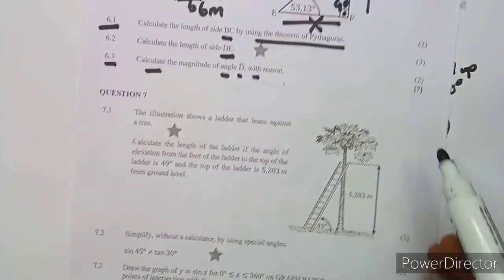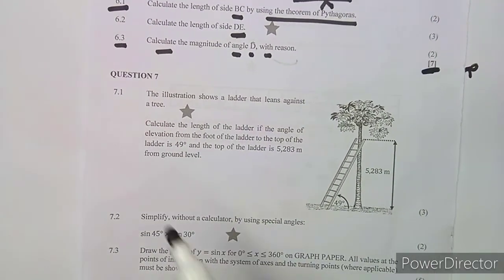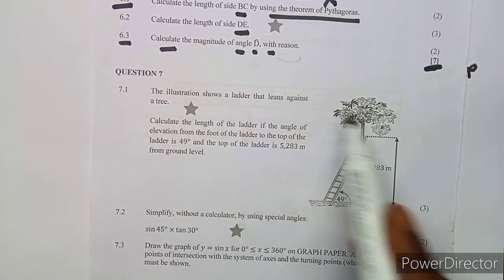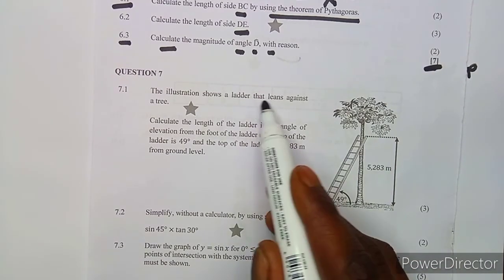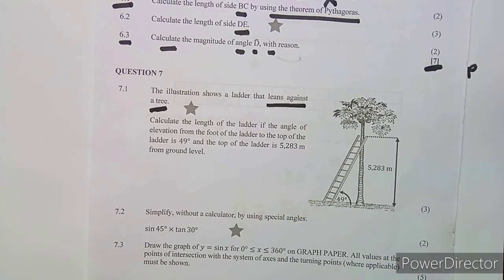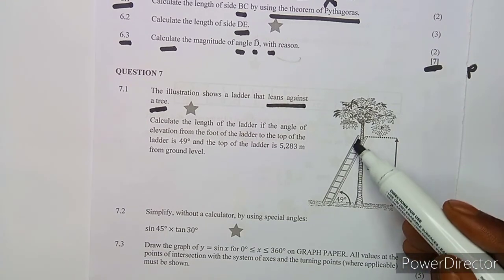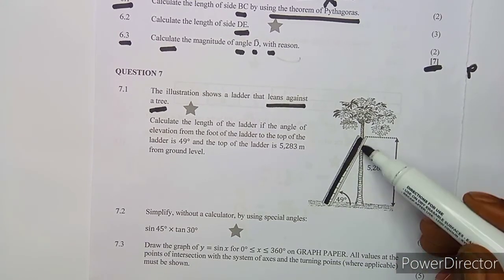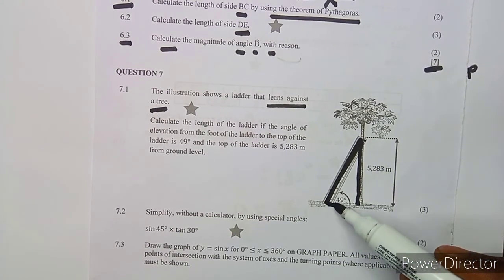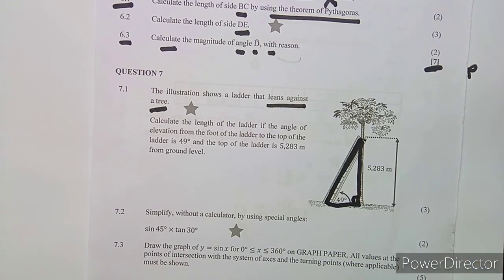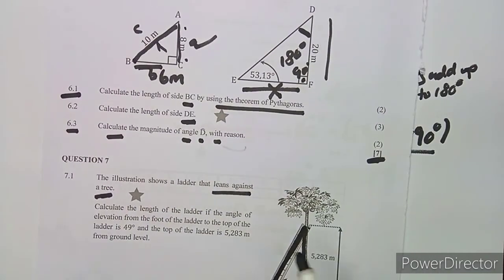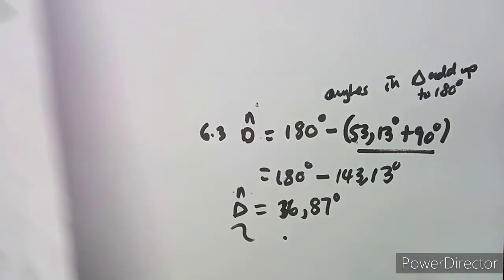On question 7, this was actually 7 marks. The illustration shows a ladder that leans against a tree. Calculate the length of the ladder given the angle of elevation. We want this length of the ladder here, and this is your tree. As you can see, we are forming a right-angled triangle, and you can use those ratios to calculate this side, just like what we wanted to do on DE. This time, that is where I'm going to apply those ratios.